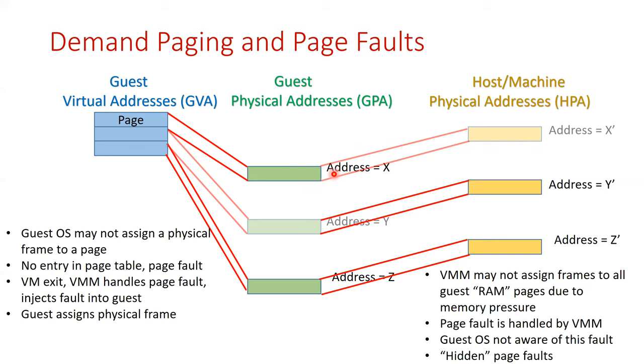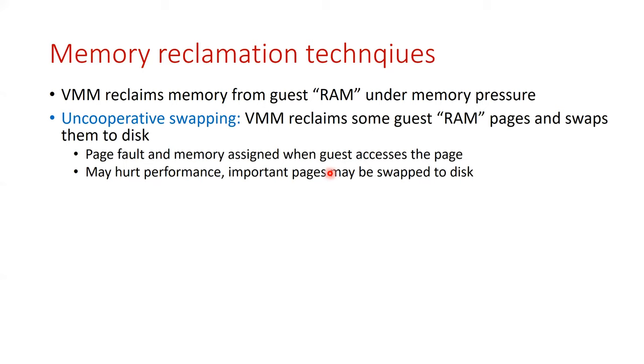And there are many ways to do this. One easy way is what is called uncooperative swapping. That is, the VMM can randomly reclaim some guest RAM pages. The VMM tells the guest, I have given you 1 GB of RAM, but it can just take away 0.5 GB of that, not assign any physical frames to some of the guest RAM pages, and swap them out to disk. This is called uncooperative swapping. That is, the guest is not aware of it.